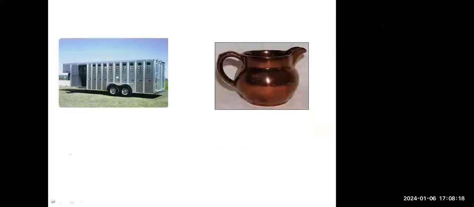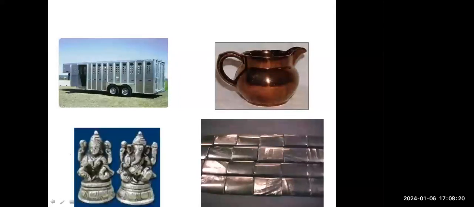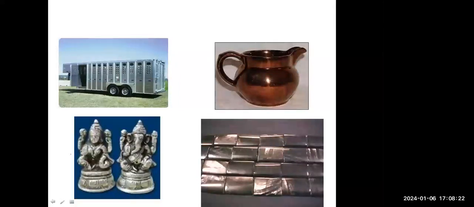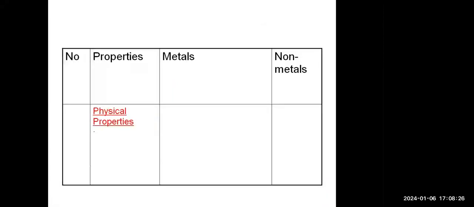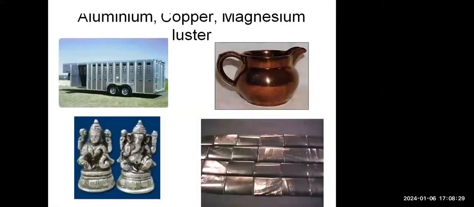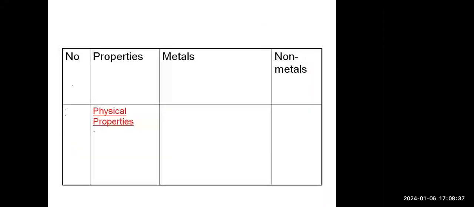Now, the second property also you can guess when you see these pictures. All metals are lustrous. They have luster. They have shine in them. That is why metals are used in making several objects. Some examples are there in front of you. So the second property is being lustrous. Metals are all lustrous. Now, this picture can give you an idea.